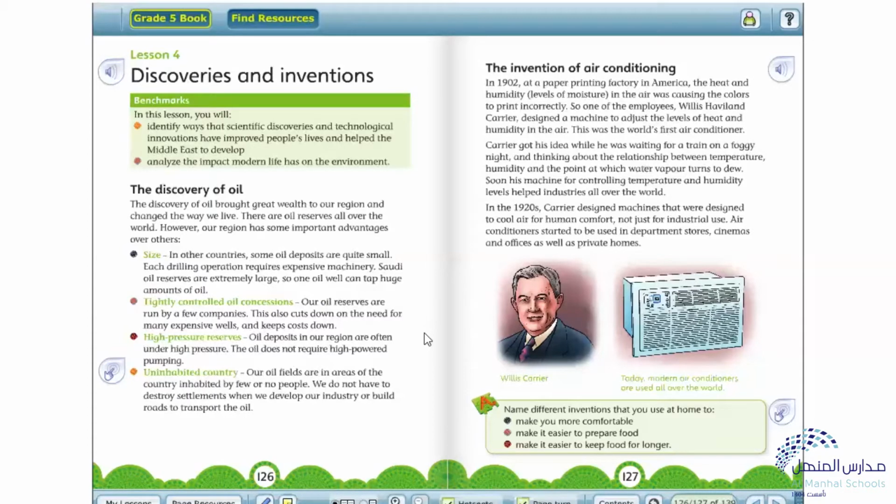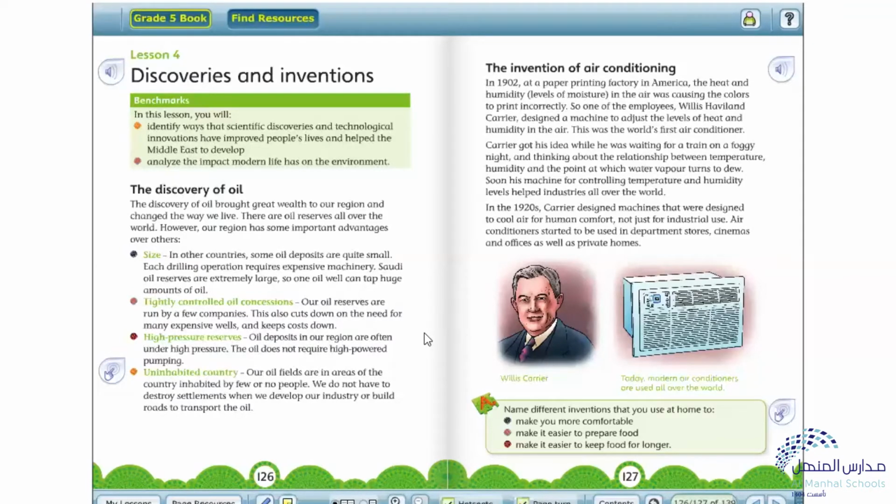Then the fourth one, uninhabited country. The oil fields in these areas have few or no people, so we do not have to destroy settlements. When they're looking for these deposits, if it is very close to or in a community, they don't destroy the settlement. They rather develop industry or build roads to transport the oil and so on. That is page 126, which is about the discovery of oil with 4 important advantages.